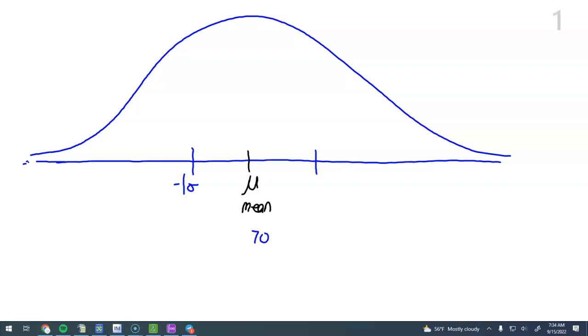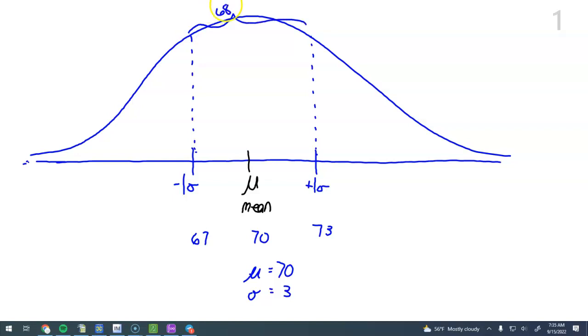Let's say that for male heights, the mean is 70 and your standard deviation is 3. If we go one standard deviation below the mean, which in our example would be 67 inches, then one standard deviation above the mean, which would be 73 inches. The normal curve follows the empirical rule, which is an estimate. That rule tells us that 68% of the data falls within one standard deviation of the mean.